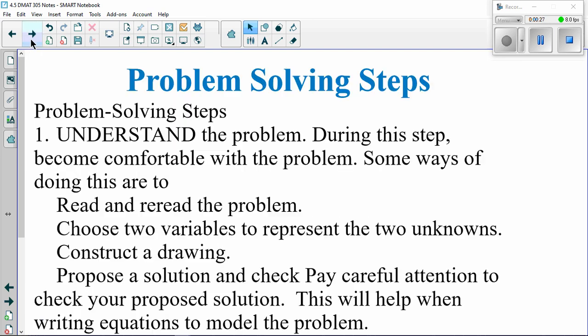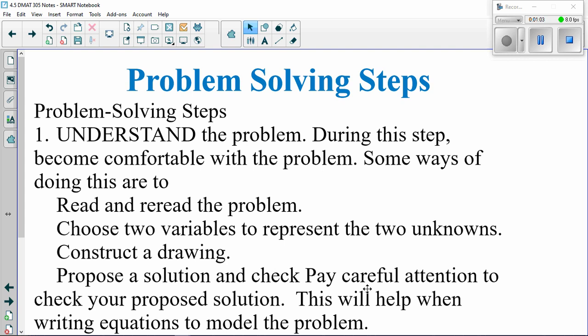All right, so problem solving steps. Understand the problem. So in other words, if you need to read the problem 4 or 5 times until it makes sense, then read it 4 or 5 times. Choose 2 variables to represent the 2 things that you are looking for, such as x and y. But you can use any 2 variables that you choose. Like if they're talking about nickels and dimes, you can use N and D to keep them specific. Make sure you draw it if needed. Drawings always help you visually make sense of it.